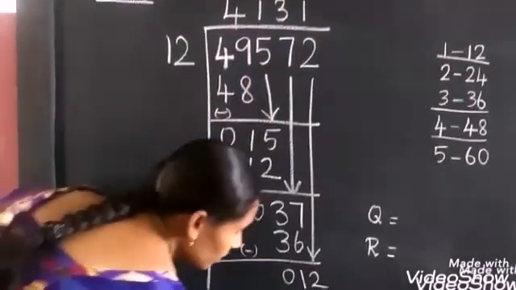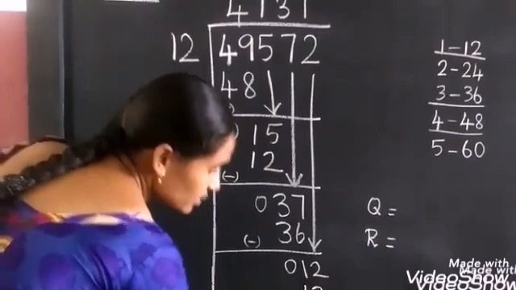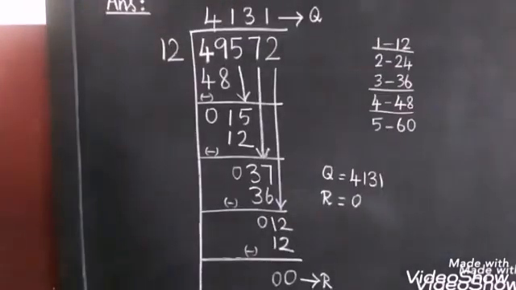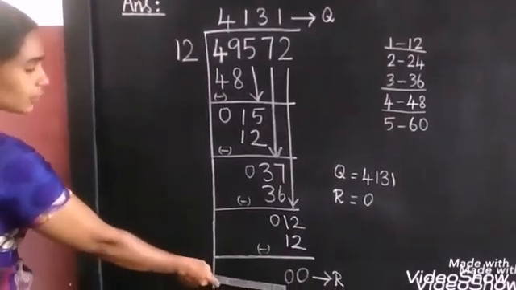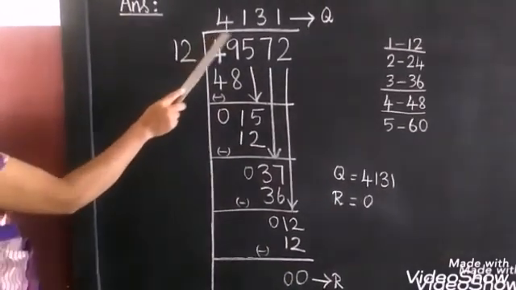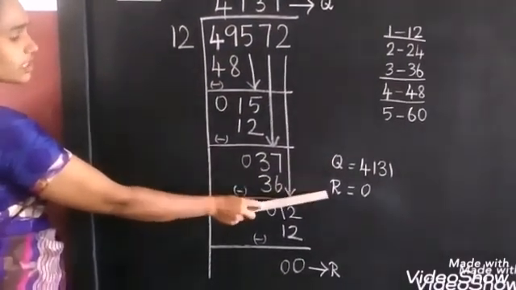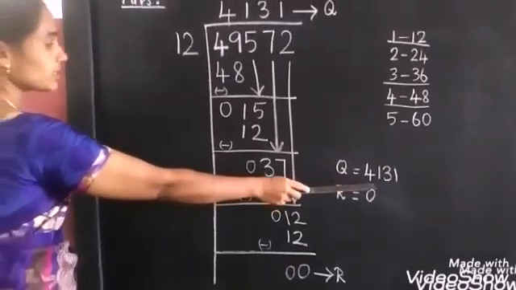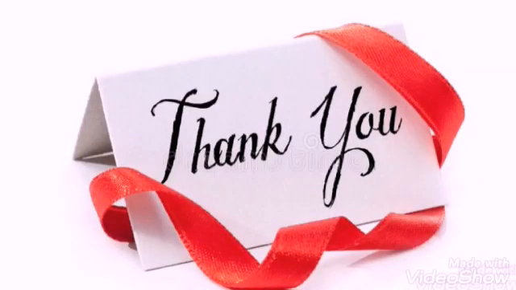Next we take the next digit 2. In the 12 table how many times? 1 12 is 12. In the quotient place 1, and then we write 12 here. Subtract this. 2 minus 2, 0. 1 minus 1, 0. 12 minus 12, what will come? 0. Now the quotient is 4131 and the remainder is 0. We must write the quotient and remainder. The quotient is 4131. Hope you can understand this concept very well. We will continue this lesson in the next video. Thank you.